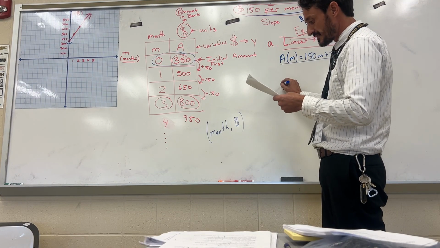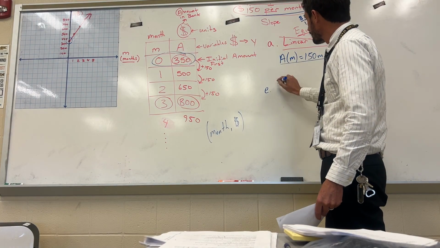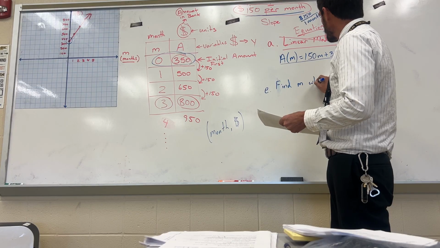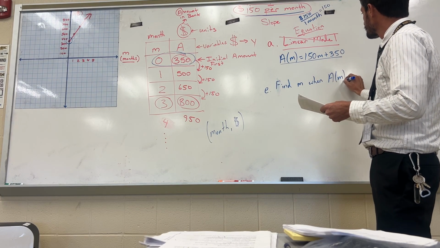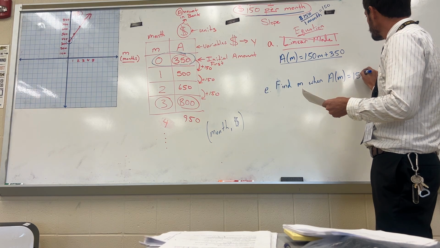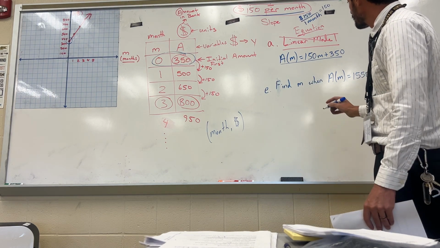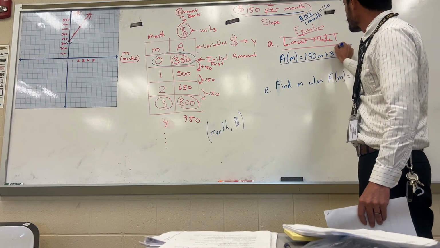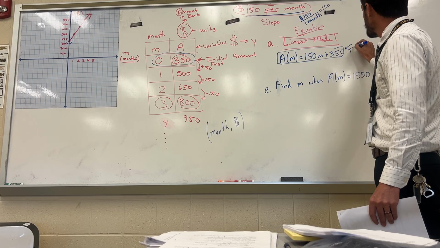Now part E says to find M when A of M is equal to 1,550. Okay, so here we're going backwards. We're going the other way. So again, when you have these types of, like, what is the equation used for? This guy right here, the equation that you found at the beginning, is used to find unknowns.